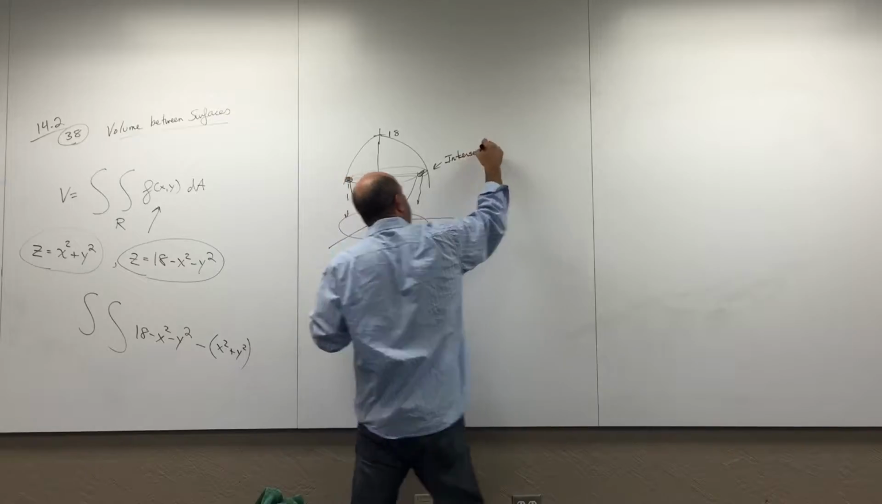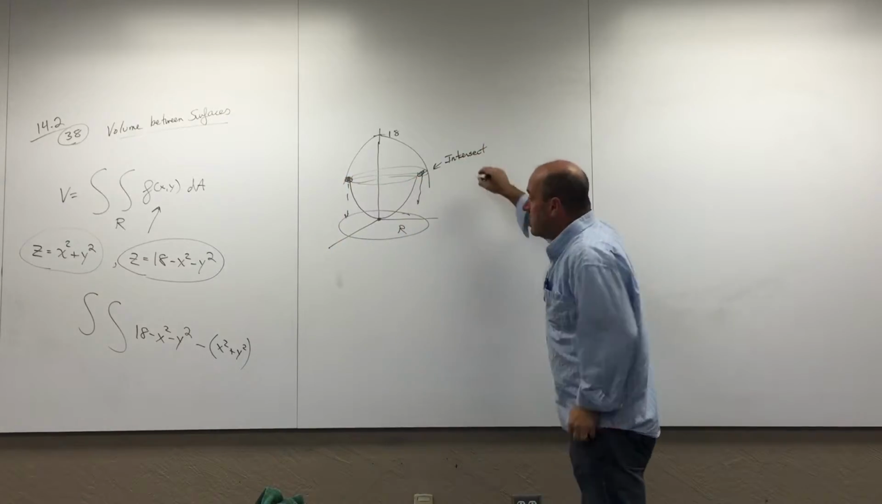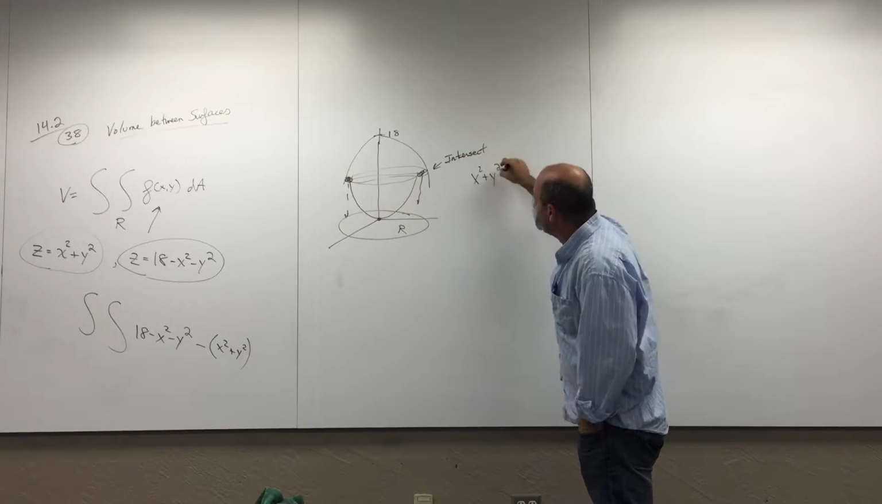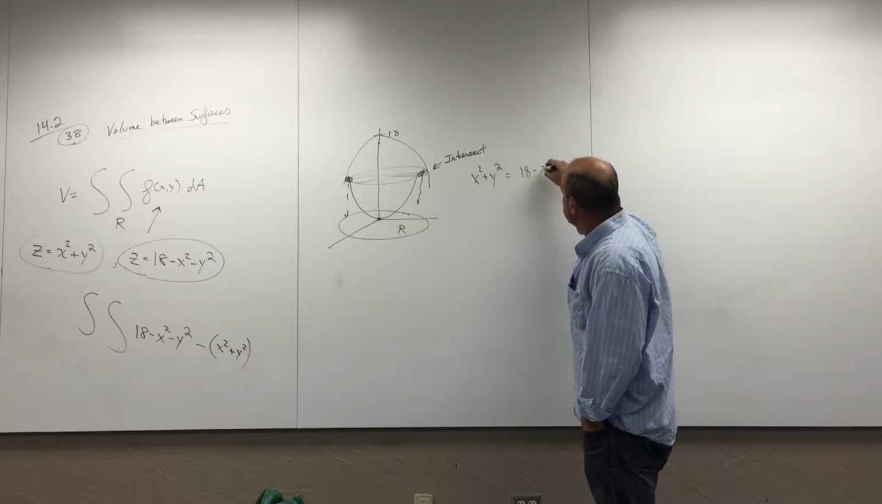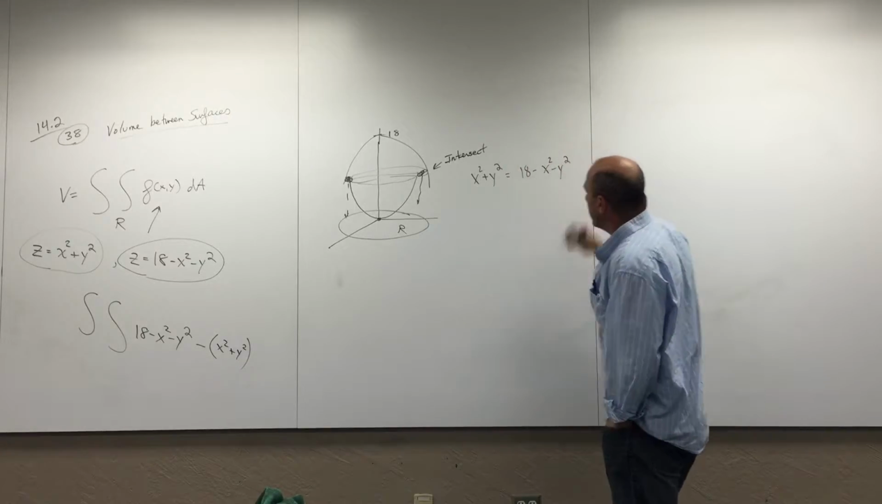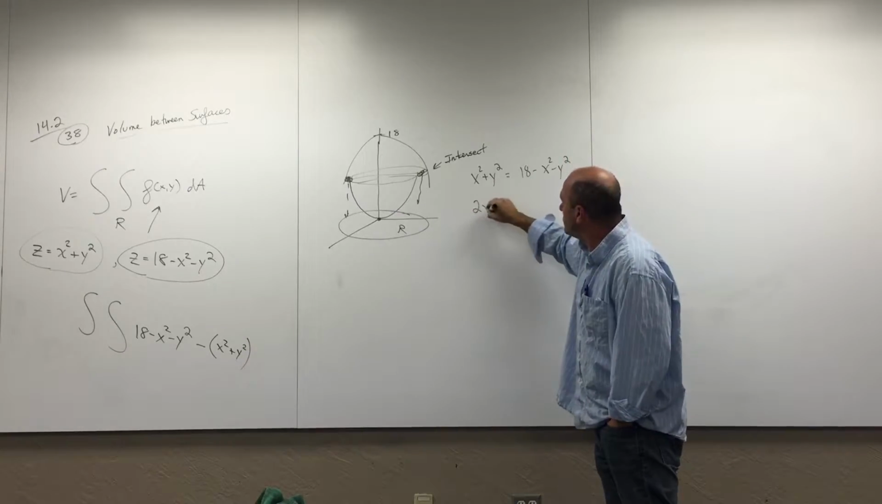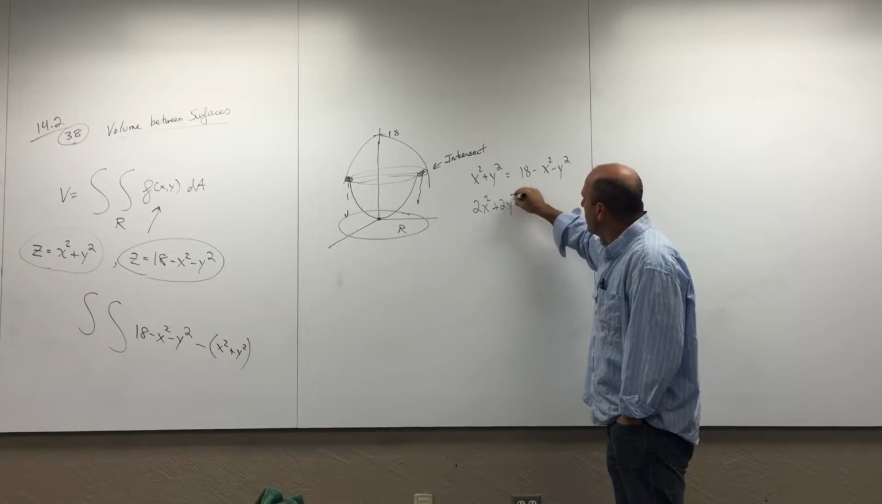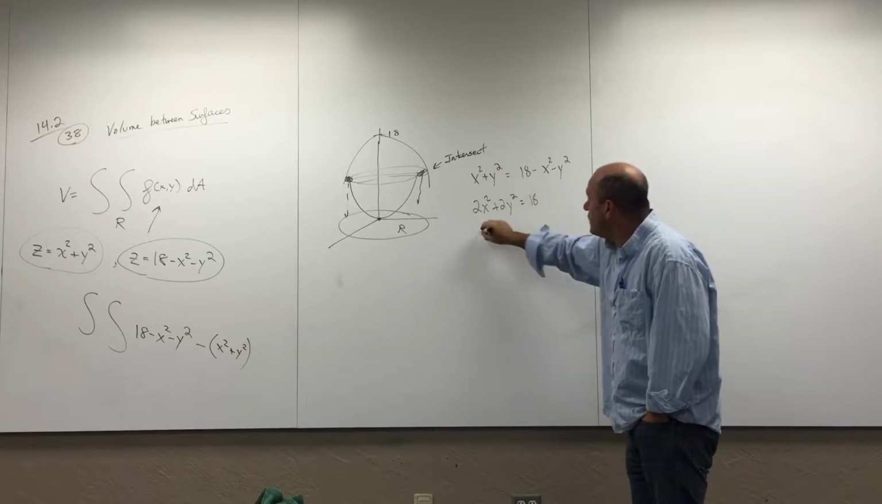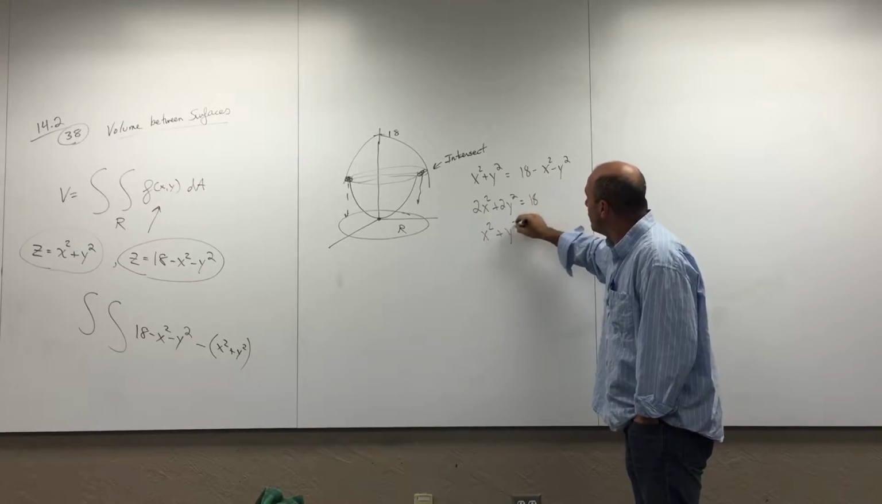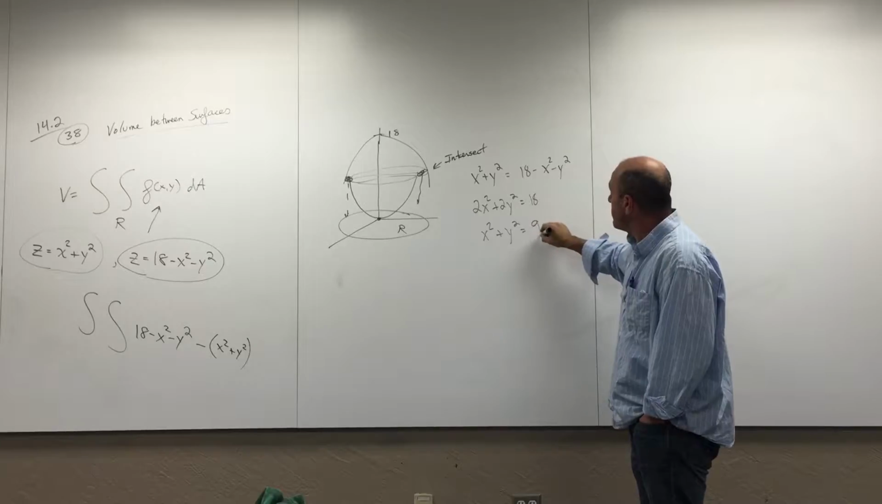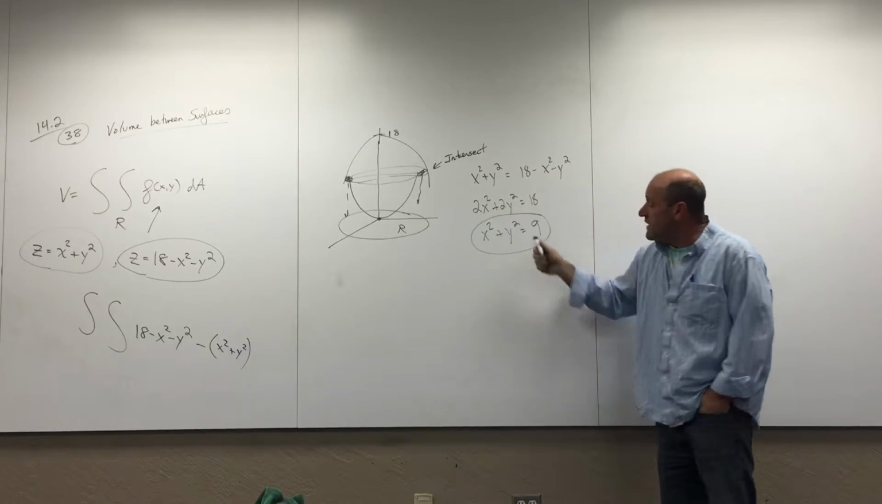These guys intersect when x squared plus y squared equals 18 minus x squared minus y squared. If I add that x squared and y squared over there, I get 2x squared plus 2y squared equals 18. If I divide by 2, x squared plus y squared equals 9. That is sweet. You know what that is, right?